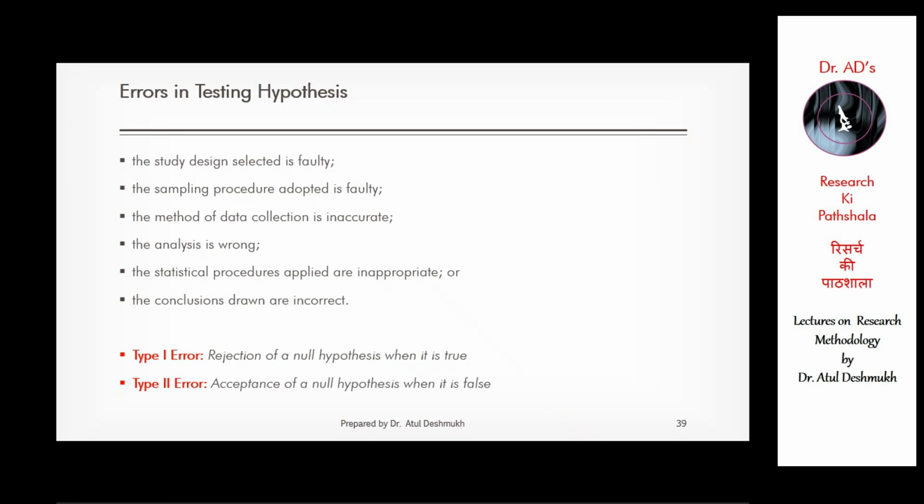How much type 1 error is acceptable for your study? So you first fix it. When you start your study, you fix how much error you will accept. I will accept 5% error, or I will extend it up to 10%.